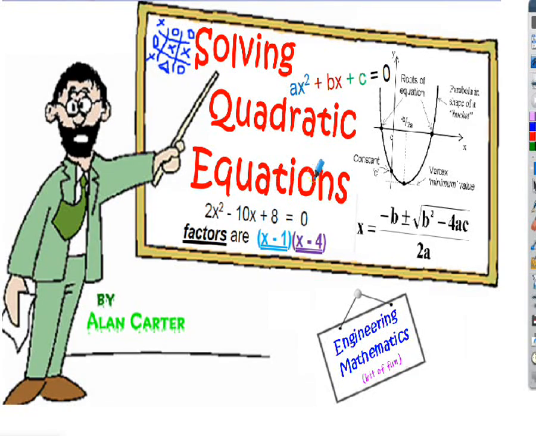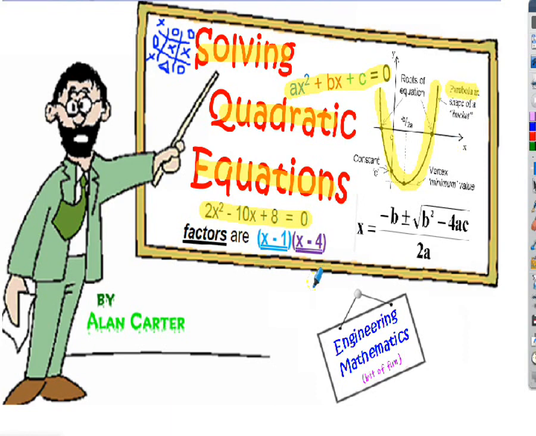Hello, and welcome to this presentation on solving quadratic equations. Quadratic equations have the generic form of ax squared plus bx plus c is equal to 0. In numerical form, that could be something like 2x squared minus 10x plus 8 is equal to 0. Quadratics plot the shape of a bucket, as shown here, or a hat, an inverse shape. They're often called parabolic shapes.